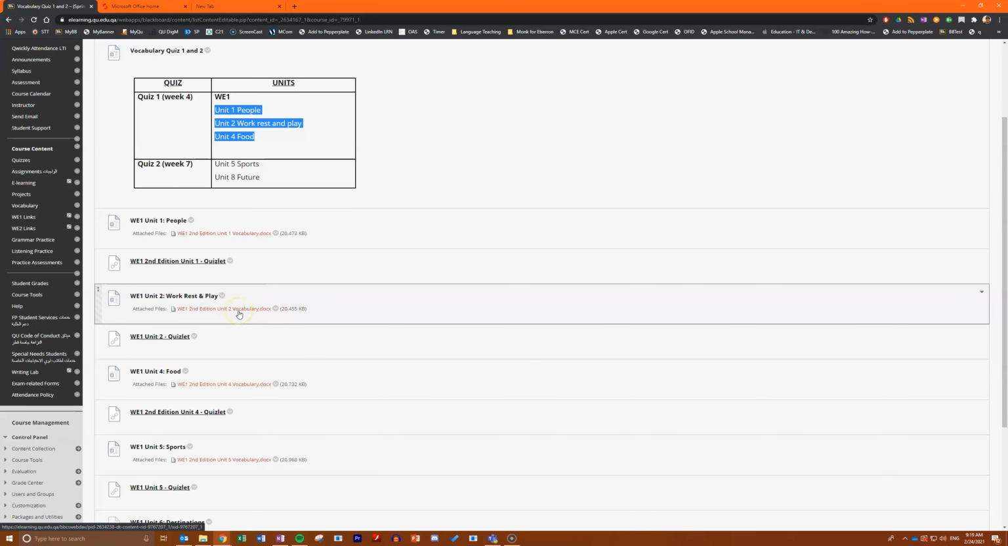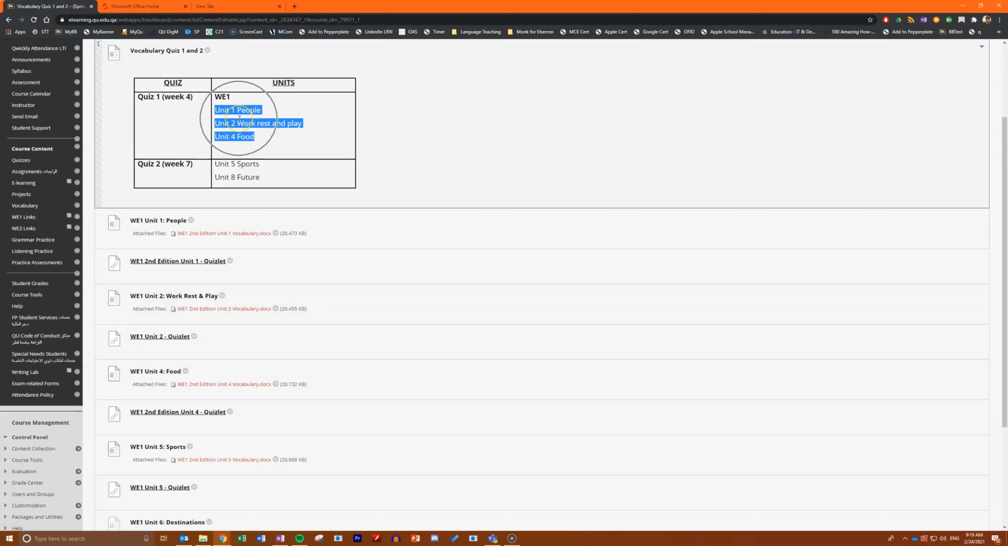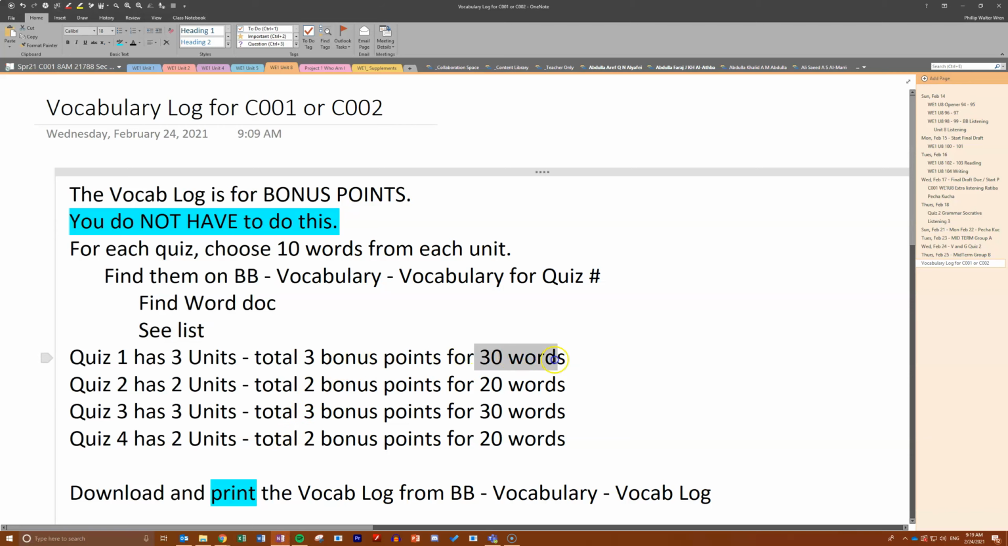You can then choose 10 words from Unit 2 and 10 words from Unit 3. For the first vocabulary log. That is a total of 30 words for the first quiz. You chose your 30 words from 3 different units for the first vocabulary quiz.